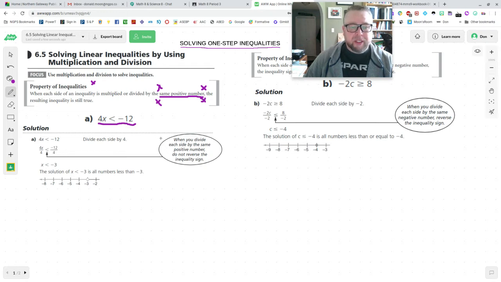Now, I've included this important little note bubble right here. It says, when you divide each side by the same positive number, do not reverse the inequality sign. Now, in the next example on the right side of the page, we're going to be reversing the inequality. Also, when we have our answer, which is indicated right here, we have x is less than negative 3.